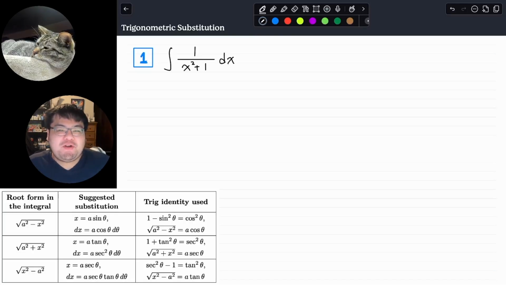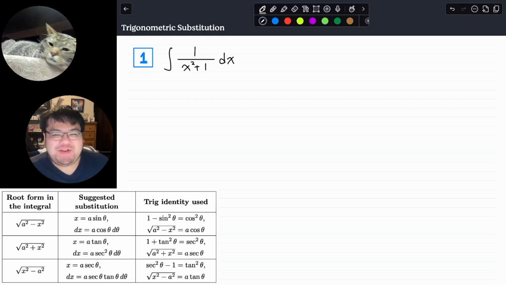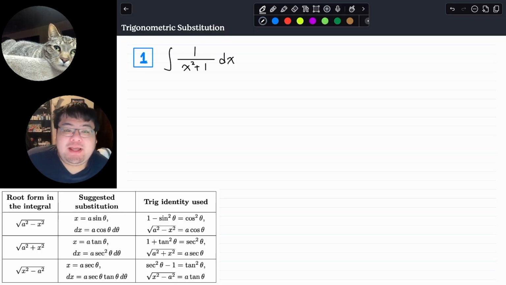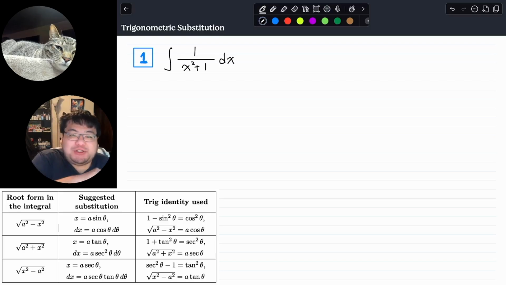So today we're going to go through 6 examples on trigonometric substitution so that you can master it. So let's look at the first one. You can see that there's no square root, but actually we can still use trigonometric substitution, especially because it matches the form inside the second one, square root of a squared plus x squared. So let's see how we can do it.